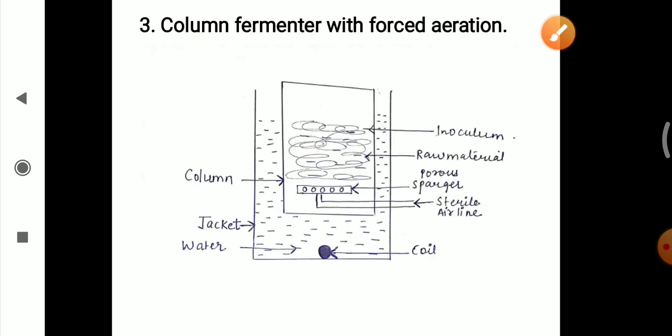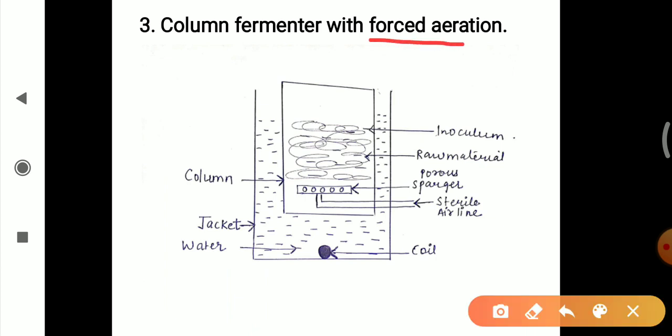Now the third type, that is the column fermenter with forced aeration. There must be some kind of column, and we are providing aeration forcefully. This fermenter is expensive and sophisticated because a jacket is used to control the temperature. This is the jacket we use to control the temperature.